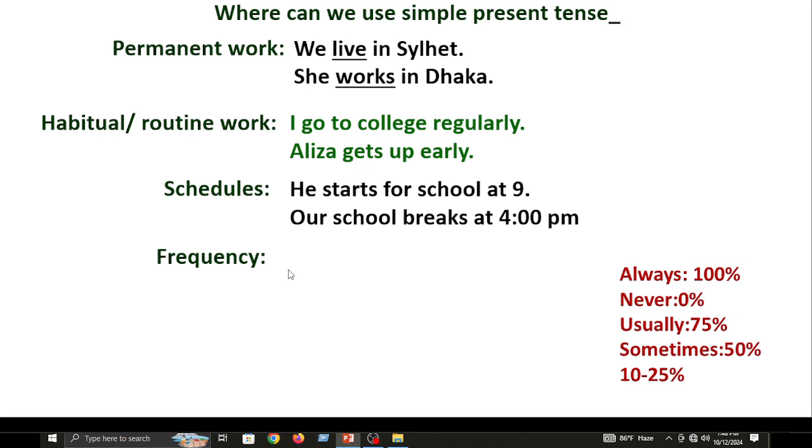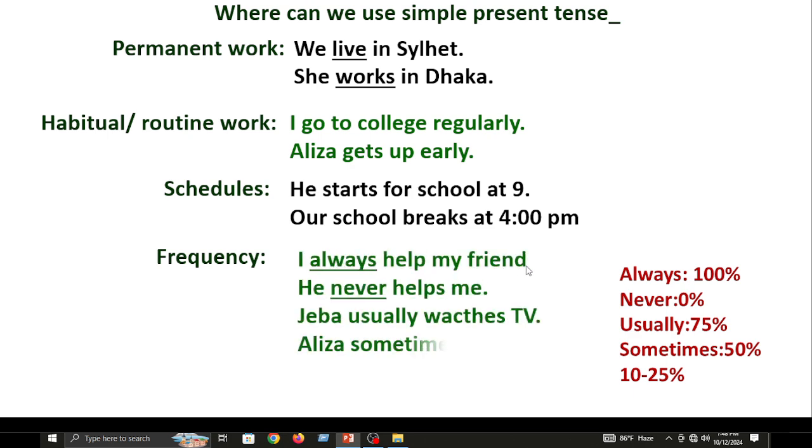Frequency, frequency means how the action is done, কিভাবে কাজটি করা হয় এটা মিন করে। যেমন I always help my friends, that means 100%, I 100% help my friends. He never helps me, that means 0%, সে কখনোই হেল্প করে না। ওকে, Jeba usually watches TV, that means 45% time he watches the TV. Ali just sometimes watches TV. Okay, that means 50%. I rarely watch TV, that means 10 to 25%. This is the frequency. Okay, very simple.